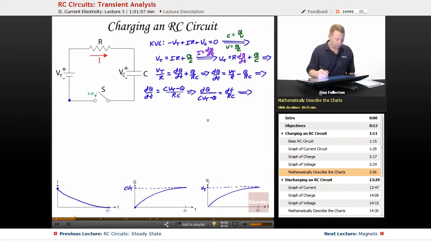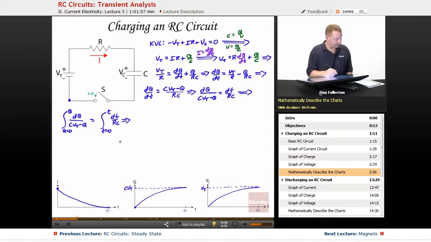So, integral of both sides, we'll take the left-hand side first. The integral in our variable of integration is q, which is going to go from some value 0, initially the charge on our capacitor is 0, to some final charge q of dq over CVT minus q must equal the integral of the right-hand side, dt over RC. But our variable of integration on the right-hand side, t, goes from some initial time, t equals 0, to some final time, which we're going to call t.